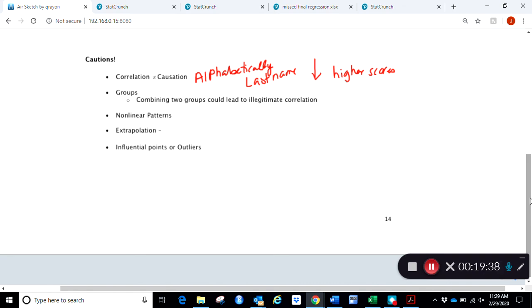Also, secondly, being careful about combining groups. So, for example, you might want to look at males and females separately to see if there's really the same relationship or not. Being careful of nonlinear patterns. This is why we should always plot first. Make sure a straight line is the way to go before we go any further. Extrapolation, that was a word we talked about when doing regression. This is predicting far outside of the data. This was a bad thing to do. And then finally, just being careful of how outliers could influence the results that we got.